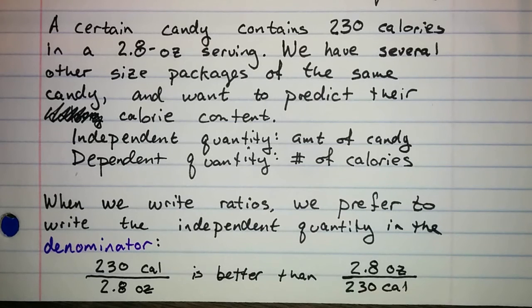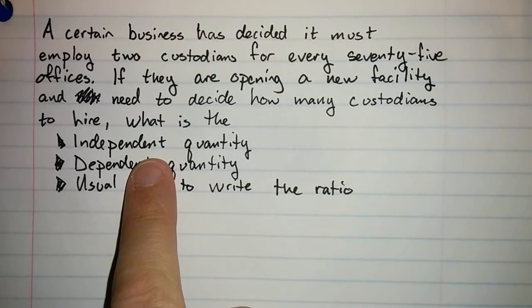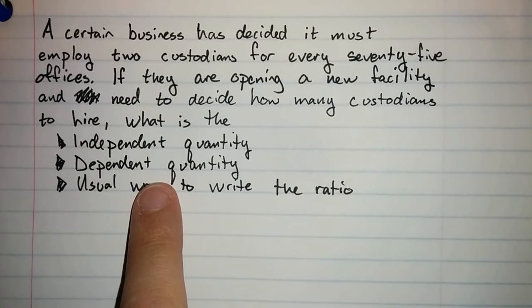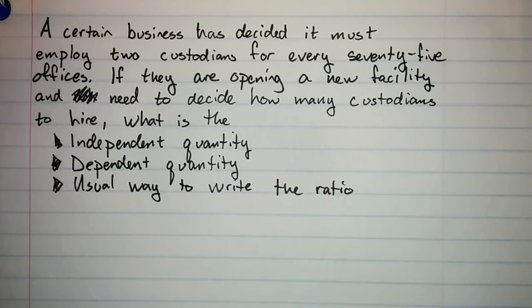Let me give you a story and ask you to identify the independent and the dependent quantity. Suppose a certain business has decided that it must employ 2 custodians for every 75 offices. If they're opening a new facility and need to decide how many custodians to hire, what would be the independent quantity, what would be the dependent quantity, and what would be the usual way to write this ratio? Pause the video and try this now.